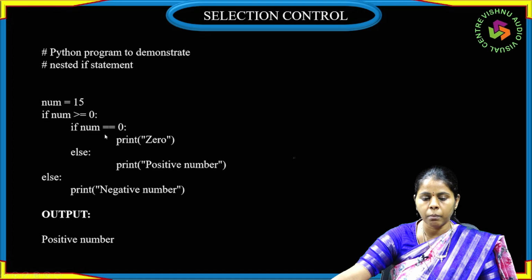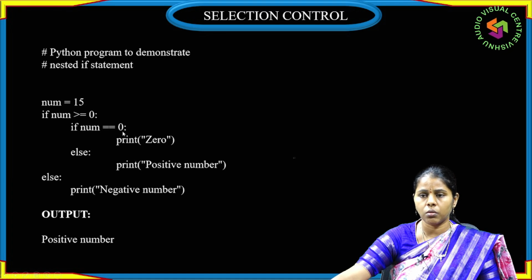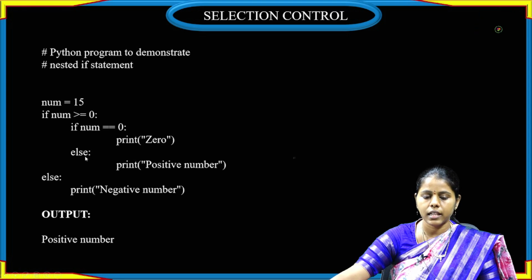So that is if number equal to 0. The number is 15, so it is not equal to 0, so it won't print the 0. Why? Because it is false. So it will go for this else block, that is, it will print positive number.